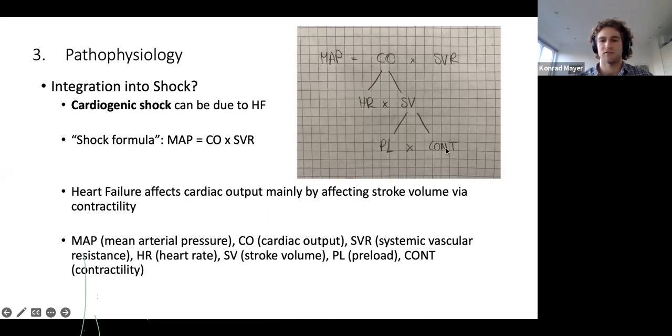So because heart failure affects this side of the equation, you can see how it can play into shock. And in the worst case, for example, acute decompensated heart failure, we can have cardiogenic shock. I just wanted to put this in here so that if you go back and review these slides later, it can fit into a bigger system and appears logical, which makes it easy to understand.